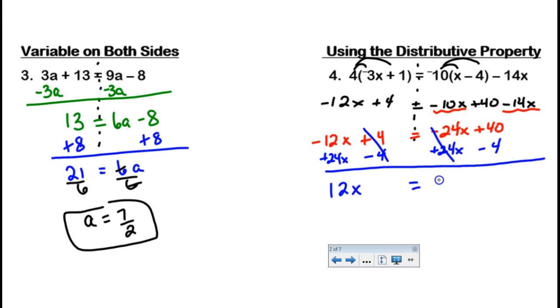Usually when I start warning you about being careful, this is where I make a mistake. So, warning, divide by 12, divide by 12. X equals 3. Didn't lose a negative there.